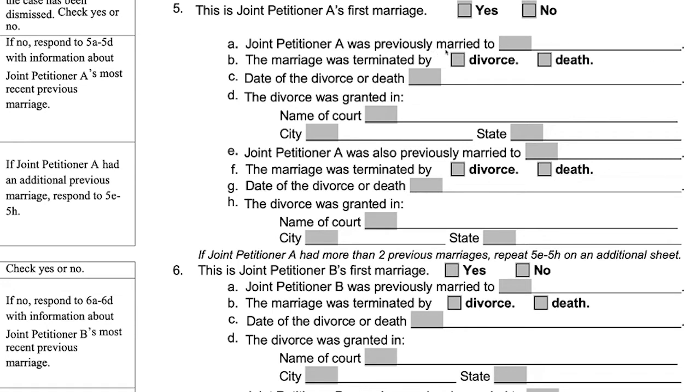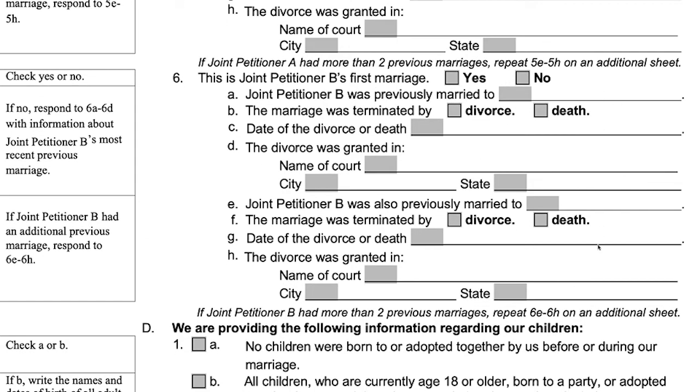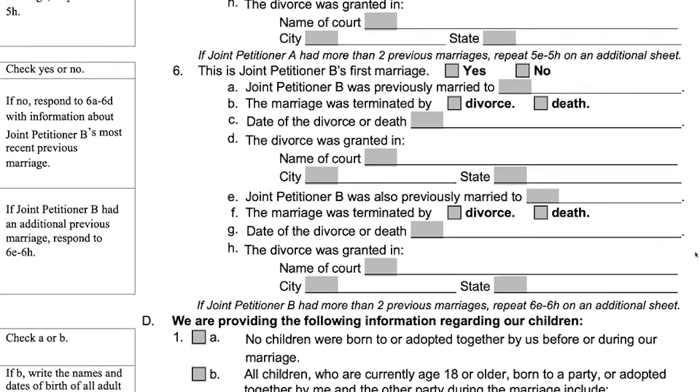So they want to know who you were previously married to, how the marriage ended, where the divorce was granted if you had a divorce, and they ask it for every single previous marriage that you have had. Then you repeat for joint petitioner B, and if you need additional sheets, of course, go ahead and use them. But just who you were married to, how it ended, where it ended, that kind of information.